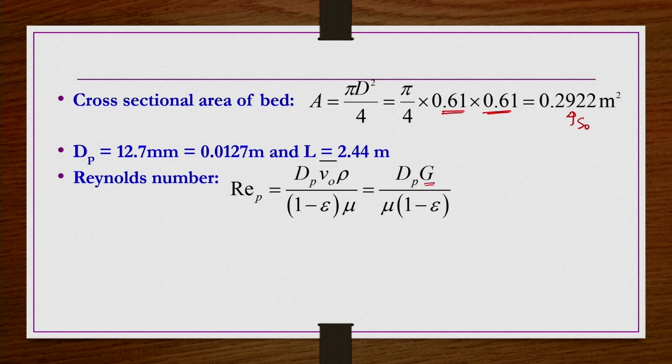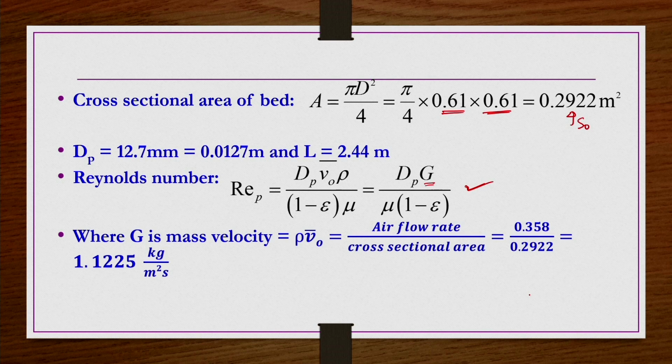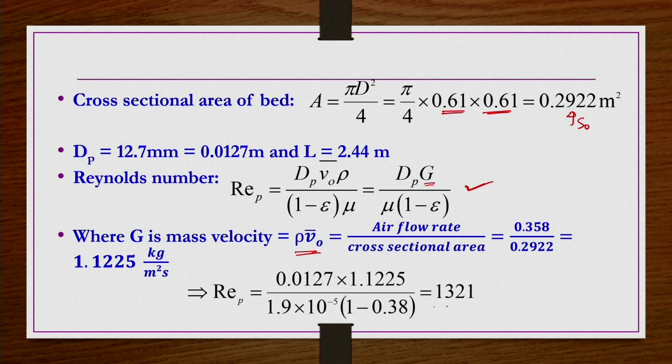That is the reason we have written the Reynolds number in terms of g, that is, mass velocity, which is nothing but rho V naught bar. That should be nothing but the air flow rate divided by the cross sectional area. If you divide the air flow rate by this cross sectional area, you will get the mass velocity in kg per meter square second. If you use this in the Reynolds number equation, you will get 1321 as the Reynolds number.